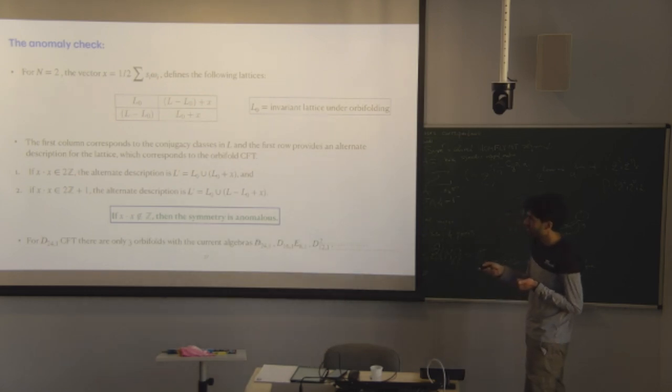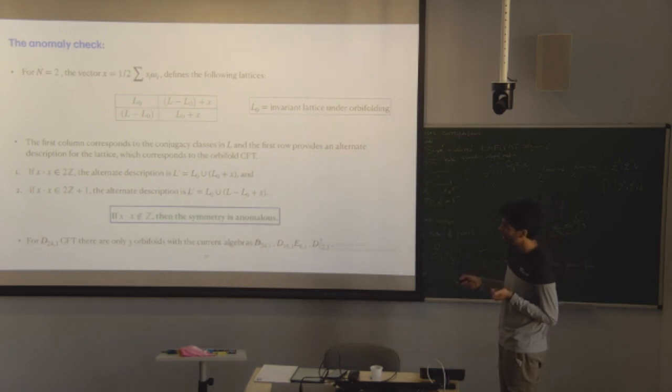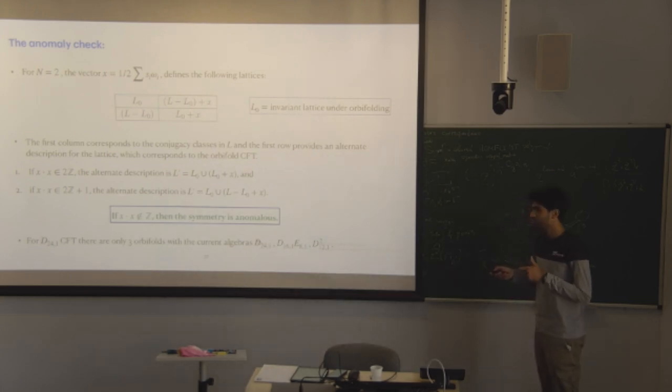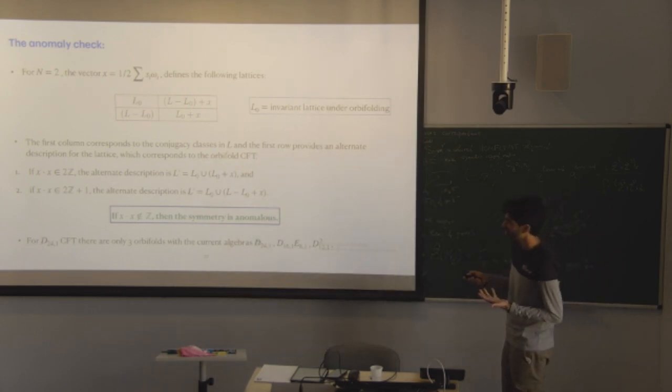What we find is that if you have the norm of the vector X an even integer, then you use this prescription to define the orbifold lattice. If you have an odd integer, then you define the second prescription, which is this obvious choice in between L0 and the remaining lattice to define your orbifold lattice. But if x dot x is not an integer, then the symmetry is found to be anomalous.